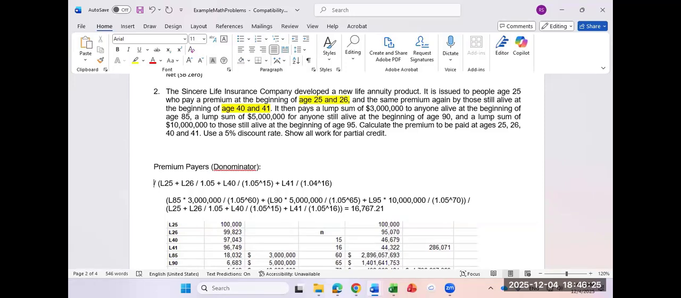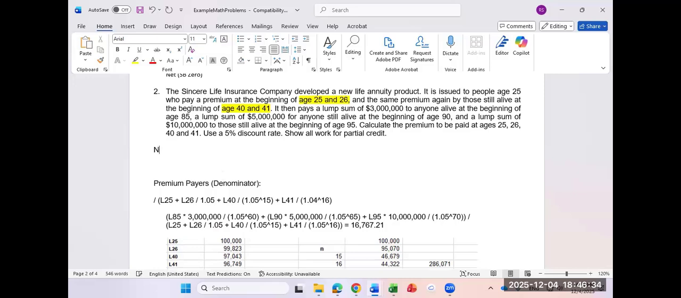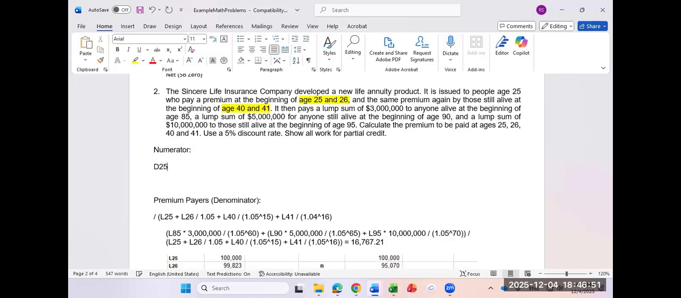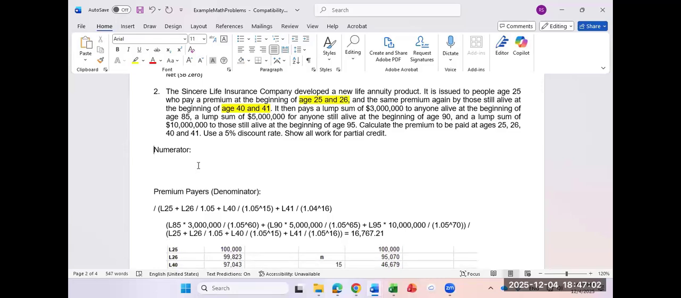All right. So what about the numerator? Remember, in the numerator, if it's D's, what is your N going to be? The time that they die minus issue age plus 1. That's kind of obvious, right? Because if you use D25, you're going to divide by 1.04 to the first, because 25 minus 25 is 0, plus 1 is 1. So here, let's look at pays. There's no payments after these first 4 premium payments.